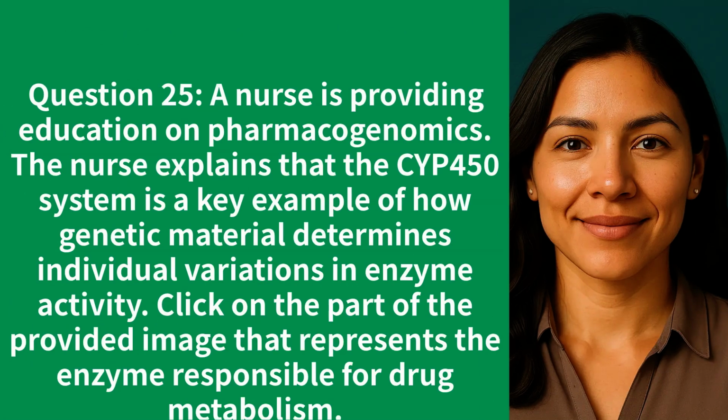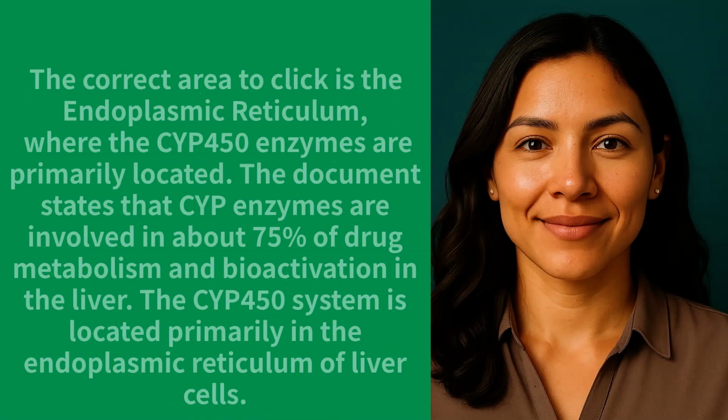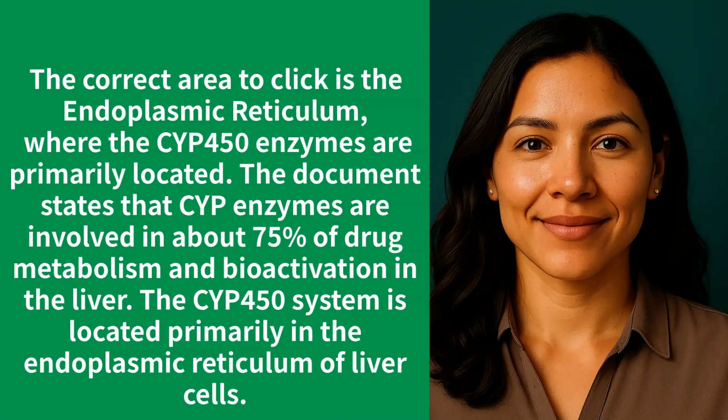Question 25. A nurse is providing education on pharmacogenomics. The nurse explains that the CYP450 system is a key example of how genetic material determines individual variations in enzyme activity. Click on the part of the provided image that represents the enzyme responsible for drug metabolism. The correct area to click is the endoplasmic reticulum, where the CYP450 enzymes are primarily located. The document states that CYP enzymes are involved in about 75% of drug metabolism and bioactivation in the liver. The CYP450 system is located primarily in the endoplasmic reticulum of liver cells.